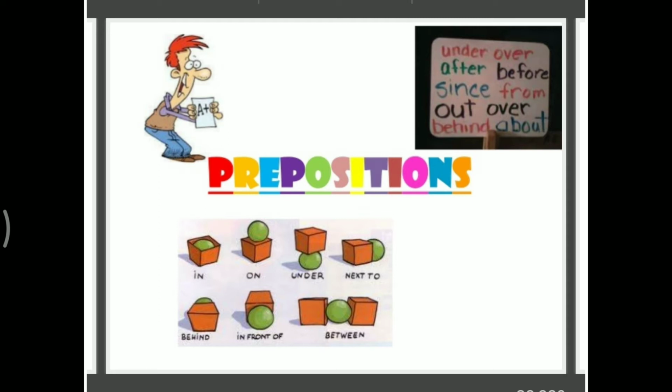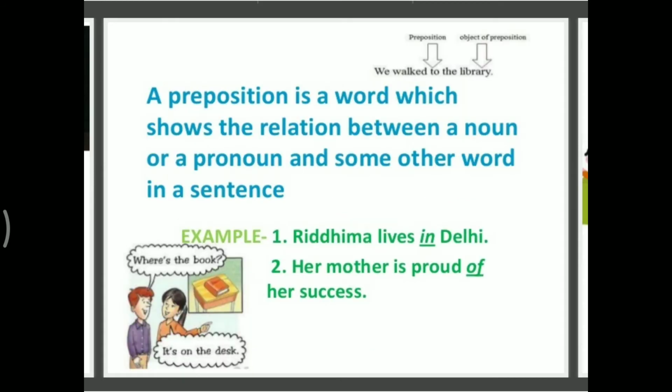How to use the preposition in sentences? Look at that. What is the position of the ball with the box? In the first picture, the ball is in the box. Second one, the ball is on the box, the ball is under the box, the ball is next to the box, the ball is behind the box, the ball is in front of the box, and the ball is between the boxes. It shows the position of the ball.